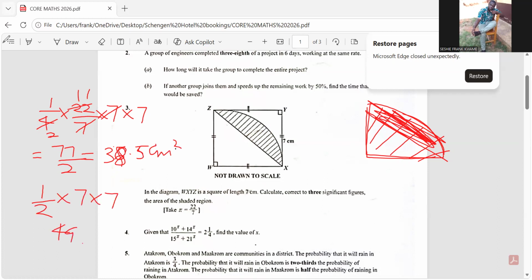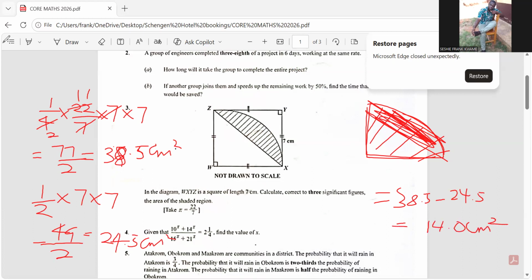That's 49 over 2, which is going to be 24.5 cm squared. So the shaded area is going to be 38.5 minus 24.5, and that's going to be 14.0 cm squared. Already in 6 figures. And that ends it for that particular question.